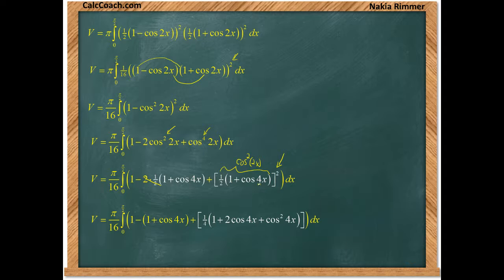Over here, when we square the half, we get a fourth, and if we FOIL out 1 plus cosine 4x times itself, squaring that guy, we get 1 plus 2 of them, and then we get cosine squared. We're getting someplace. It's just taking a long time to get there, but if we're careful with the algebra, we're going to find out that it's not going to be that bad in the end.